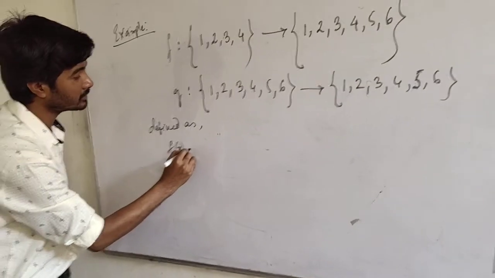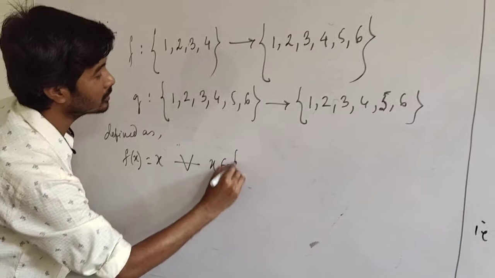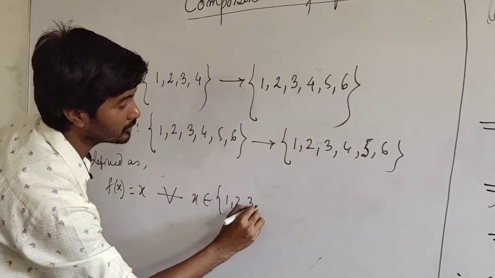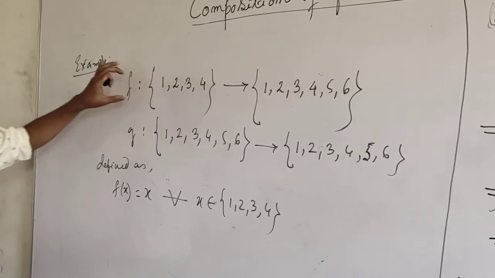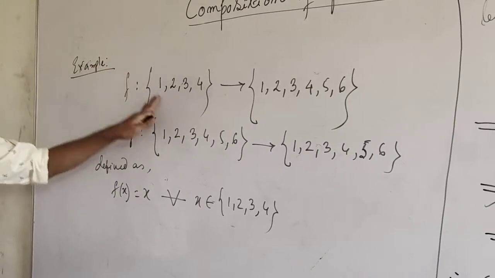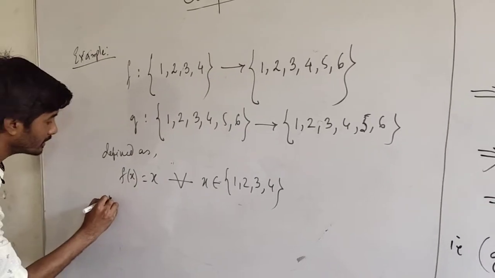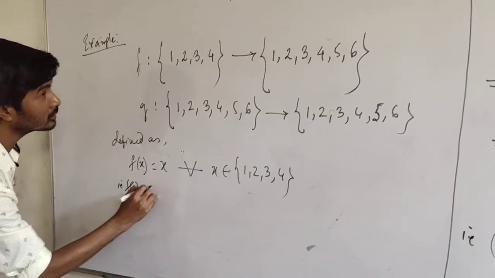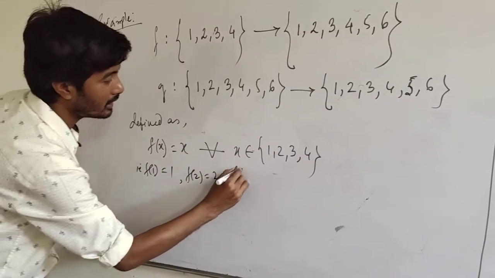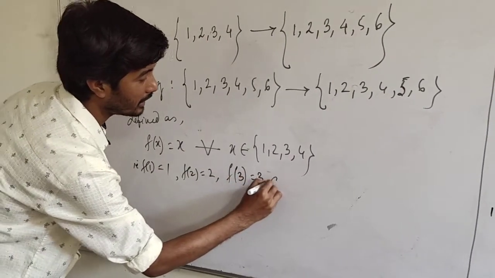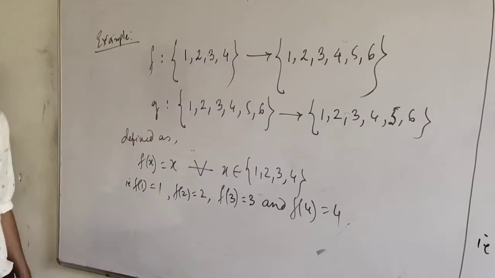f(x) equal to x for all x belonging to {1, 2, 3, 4}, the domain of f. For every element of the domain we take f(x) equal to x, that is f(1) equal to 1, f(2) equal to 2, f(3) equal to 3, and f(4) equal to 4. So this is the definition of f.